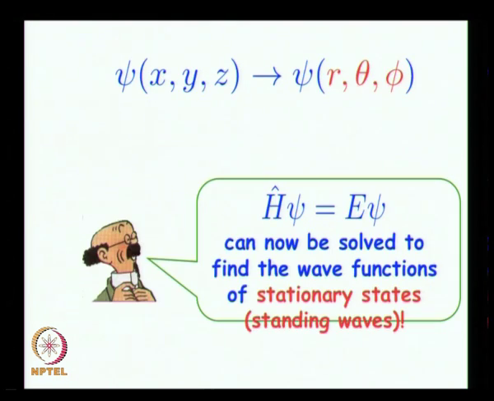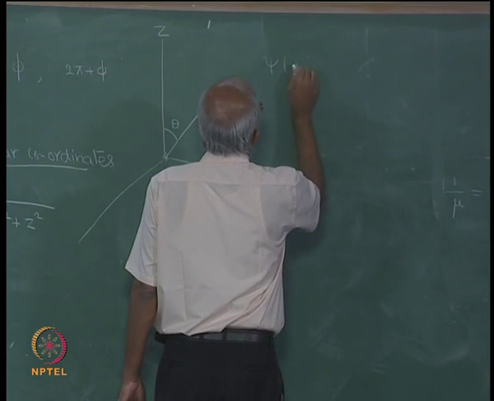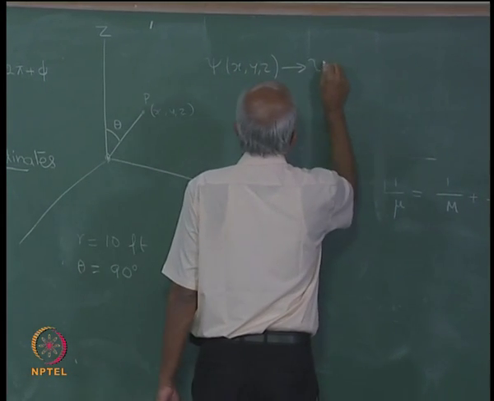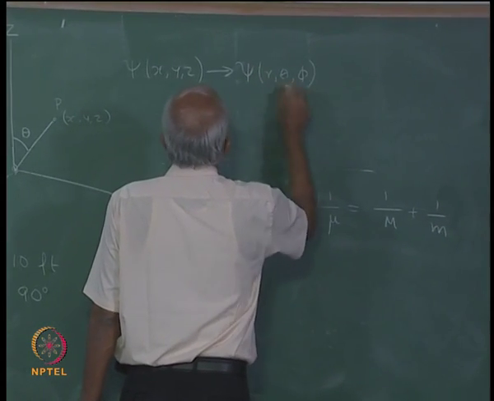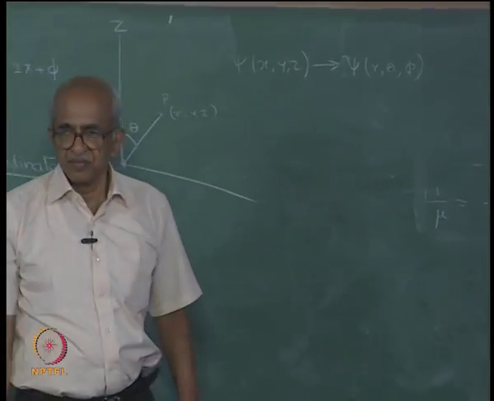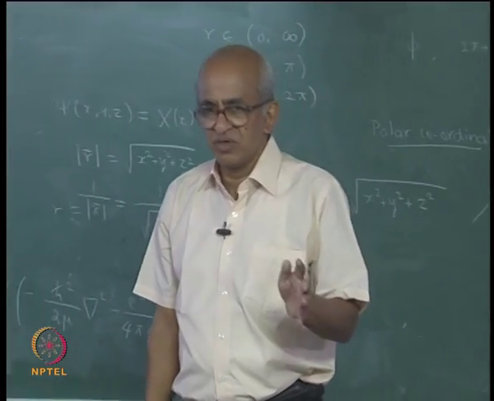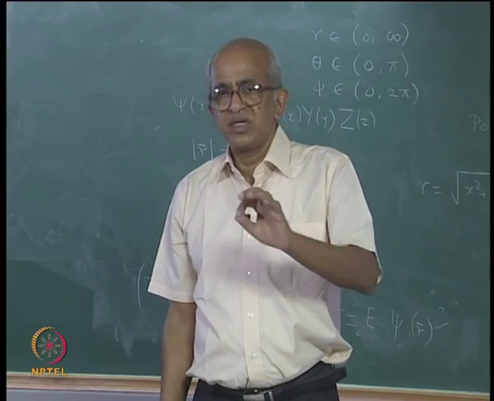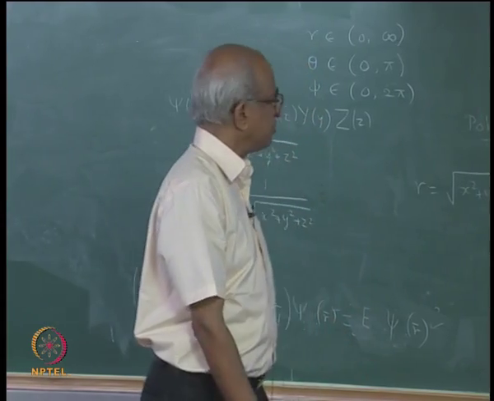So, now what is going to happen is that my wave function, which is a function of x, y and z, we decided that we do not want x, y and z, but instead we want to change over to r, theta, phi. So, therefore, we will get rid of x, y, z and express everything in terms of r, theta, phi. So, naturally I will have to express x, y and z in terms of r, theta, phi. So, how will I do that?